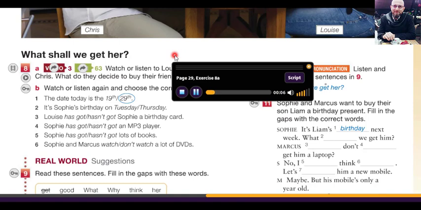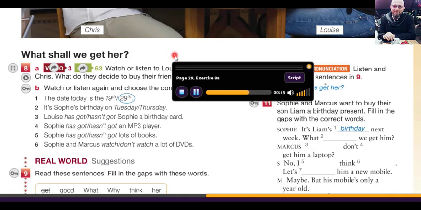Here's your tea. Thanks a lot. Chris? Yes? What's the date today? It's the 29th. Why do you ask? It's Sophie's birthday on Thursday. Is it? Yes. And I haven't got a present for her. Oh. Have you got a card? Yes, I have. Oh, well, that's okay then. But I want to get her a present too. She's one of our best friends. Okay then, let's get her a present. Right. What should we get her? Oh, I don't know. What about an MP3 player? No, I don't think so. I think she's got one. Okay then. Why don't we get her a book?